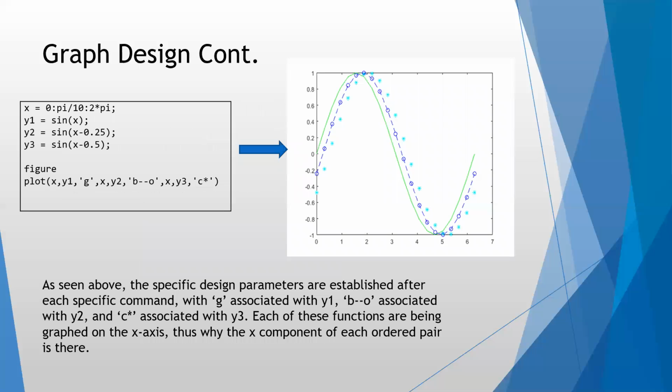This is an example of what we were just referring to. So if you look at the syntax, you'll see the x parameter, these particular y functions to be graphed on those parameters. Then you will see where it says plot. It says plot x, y1, and then in quotations it says g. If you look at the graph, you'll see a solid green line that is associated with y1. Each one of those particular quotation marks is associated with the previous ordered pair. So previous ordered pairs are x, y1, g, x, y2, b, dash, dash, o, and so on and so forth. That must be incorporated to your function when defining the graph.